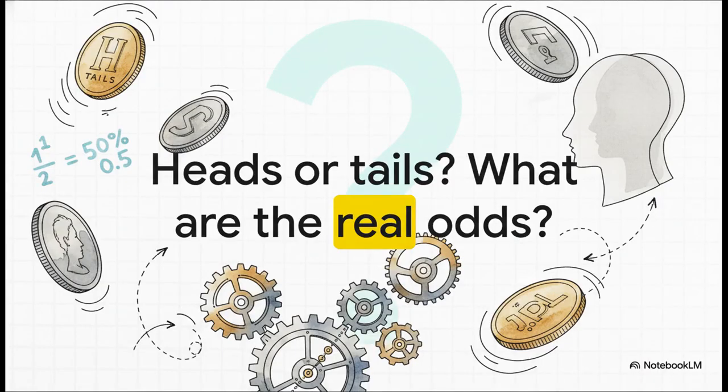So let's start with something we all know. Heads or tails. If you flip a coin, what are the odds it lands on heads? You'd probably say 50-50, right? And yeah, you're not wrong, but why are you right? Getting to the bottom of that why is really the first big step in understanding how probability actually works.